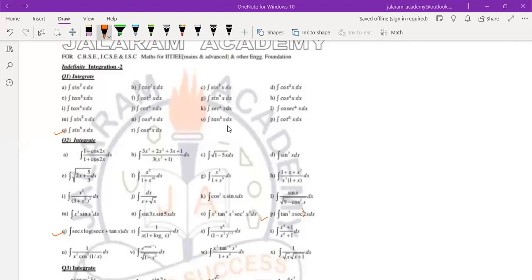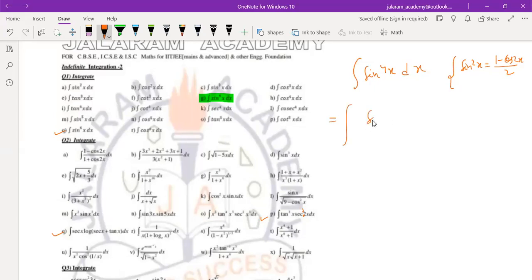I will discuss some more problems from trigonometric integration. So if we look at question number G, integration of sine to the power 4x. Whenever the power is even, we have to use the formula for sine square x as 1 minus cos 2x upon 2. This we have discussed in the previous session.